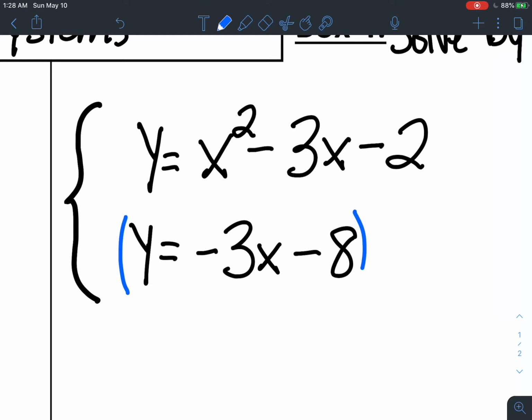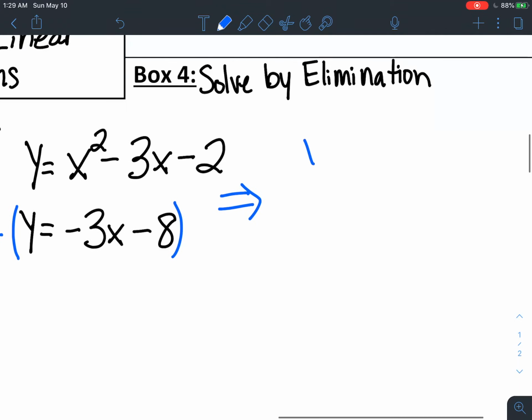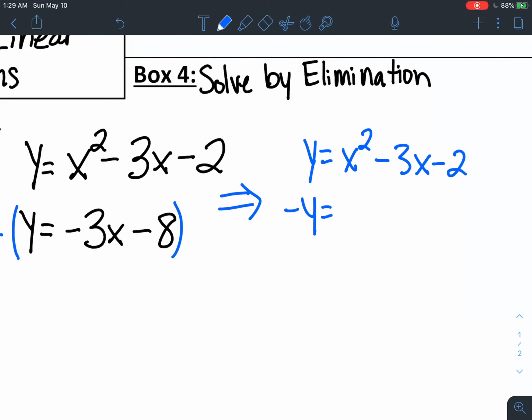So to start with, I'm going to take one of my two equations, doesn't matter which one, and I'm just going to multiply by a negative 1. I'm just going to switch the signs. In this case, I'm doing it with the bottom equation because it's a simpler equation, fewer number of terms. So if I do that, my new equations, top one doesn't change, y equals x squared minus 3x minus 2, and my bottom equation now becomes negative y equals positive 3x plus 8.